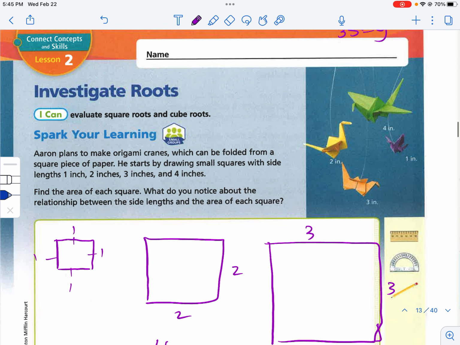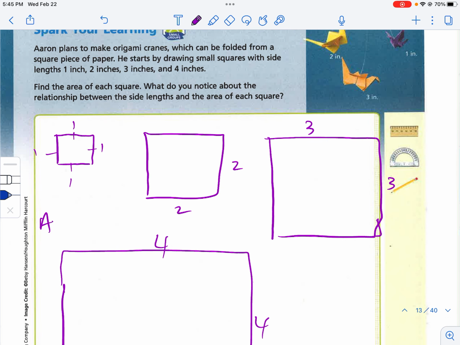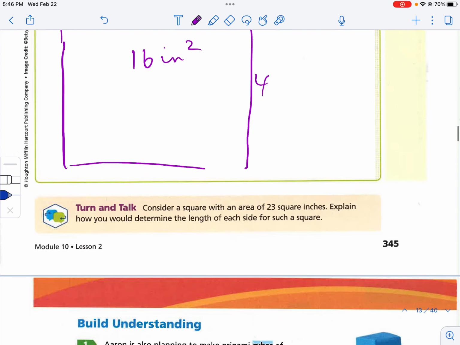So find the area. So area is equal to base times height. Or, because it's a square, it's side squared. So side squared: 1, 4, 9, 16. Because all we did was take 1 times 1, 2 times 2, 3 times 3, and 4 times 4. And these are inches, so it's going to be inches squared, inches squared, inches squared, and inches squared. Okay.